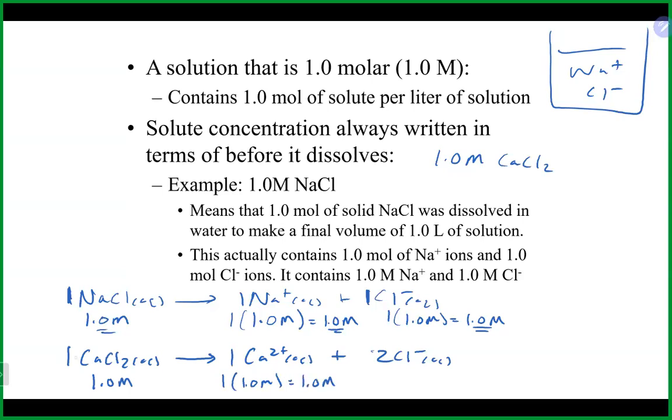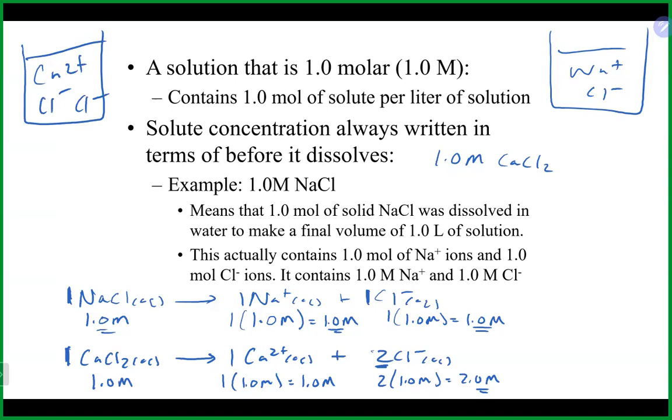But when we look at the chloride, it is a 1-to-2 relationship, which means we need to multiply the concentration by 2 in this case. That will give us a 2 molar concentration for chloride. So what does that mean? It means pretty much what it sounds like. For every calcium ion that goes in, you get twice the amount of chloride ions floating around, so it's twice as concentrated.